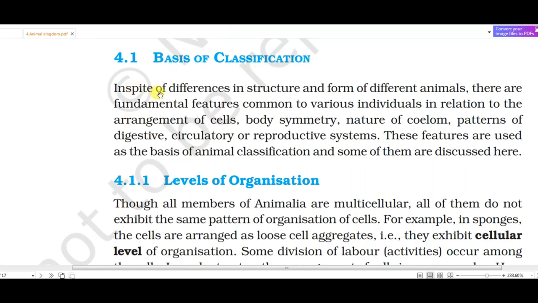Basis of classification. In spite of differences in structure and form of different animals, there are fundamental features common to various individuals in relation to the arrangement of cells, body symmetry, nature of coelom, and patterns of digestive, circulatory, or reproductive systems. These features are used as the basis of animal classification, and some of them are discussed here.